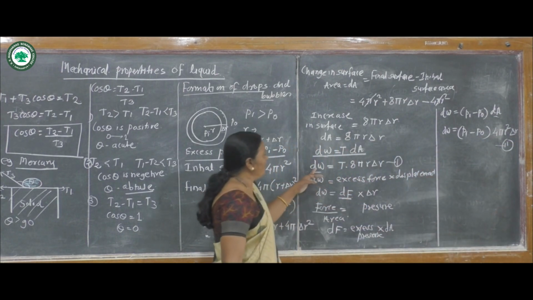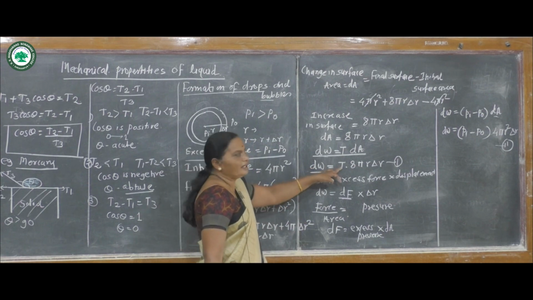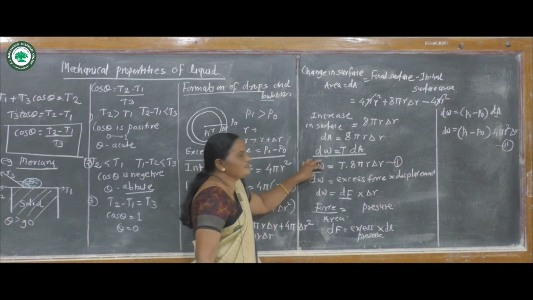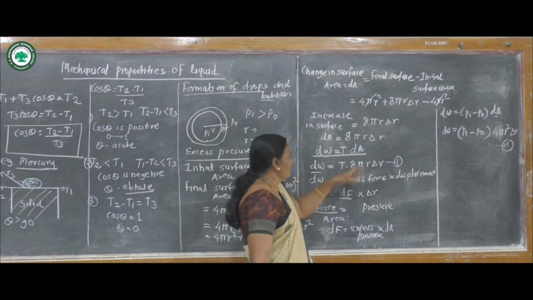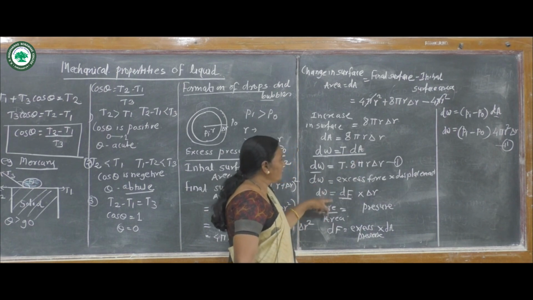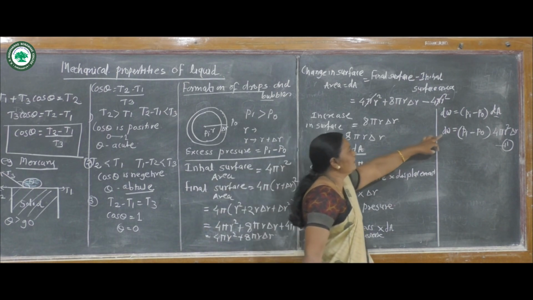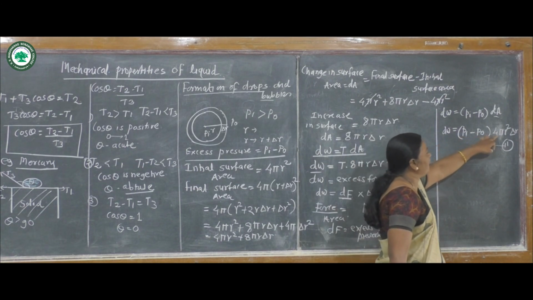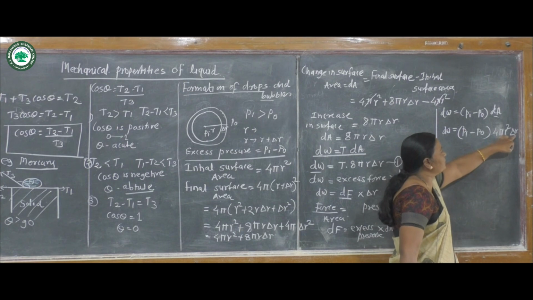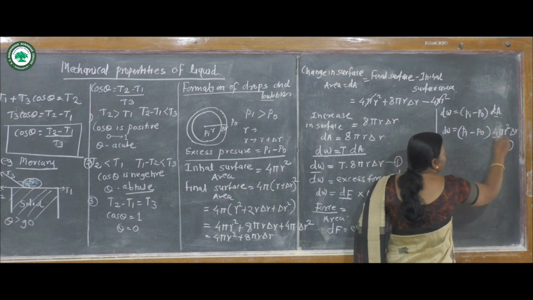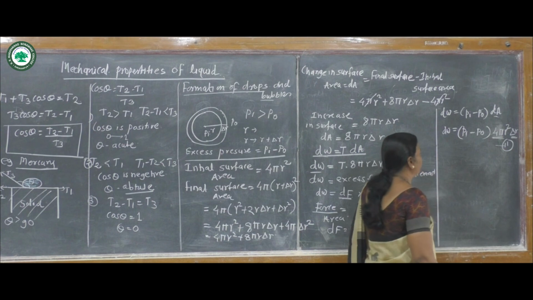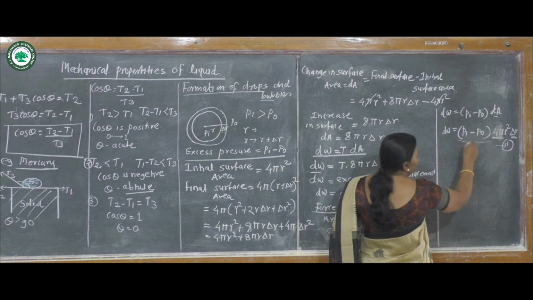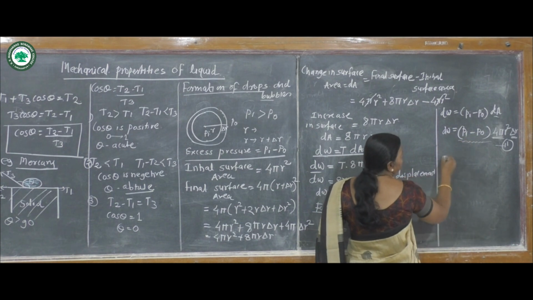See, equation 1: dW is equal to T into 8 pi R delta R. This is equation number 1. This is the work done calculated from the formula, and the work done is nothing but Pi minus P0 multiplied by 4 pi R square into delta R. This is the area and this is the displacement here. This total value is force per unit area, that is, the excess pressure.